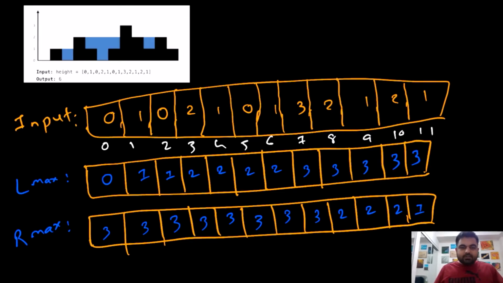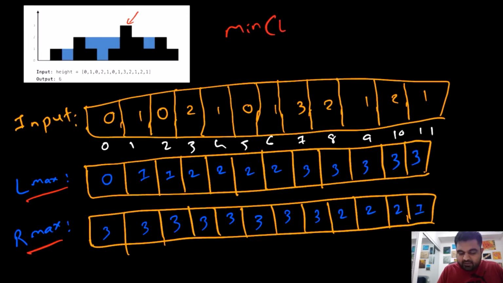Okay, now for the optimal solution, we can observe something pretty interesting in the left max and right max that we have calculated. In the given input, this is the biggest bar of height that is possible, and we know that at any location, the equation to find how much water we can trap at any given unit or elevation is: the minimum of the left max and right max, minus the height at the current position.